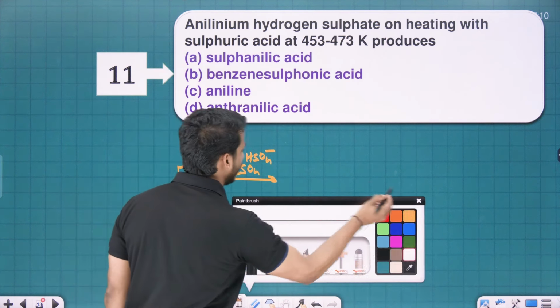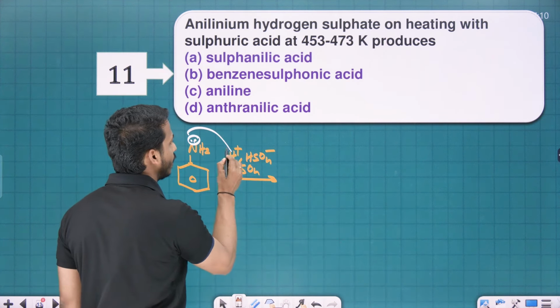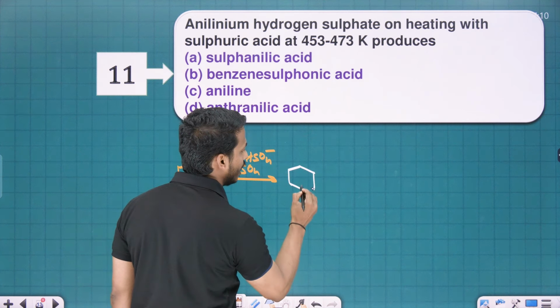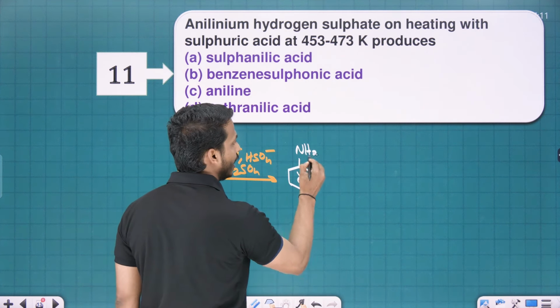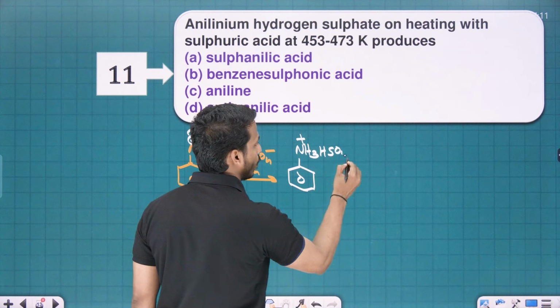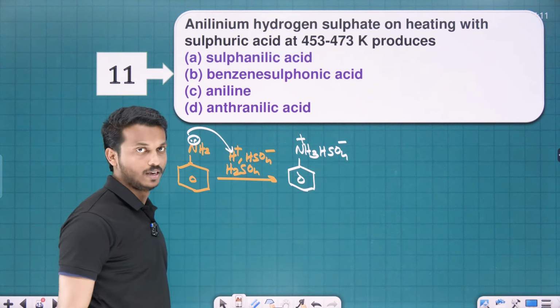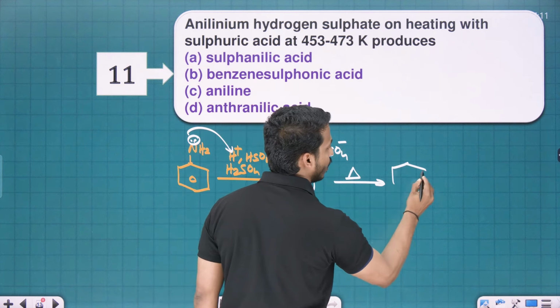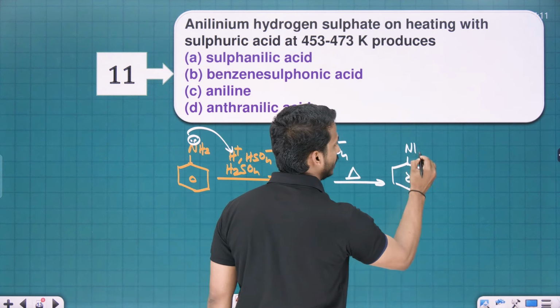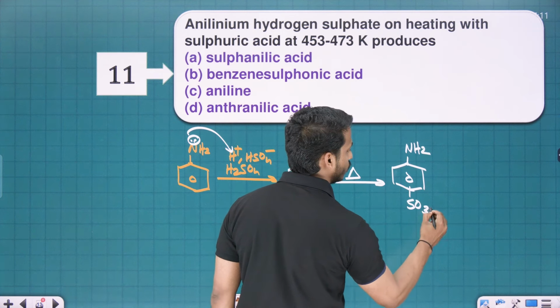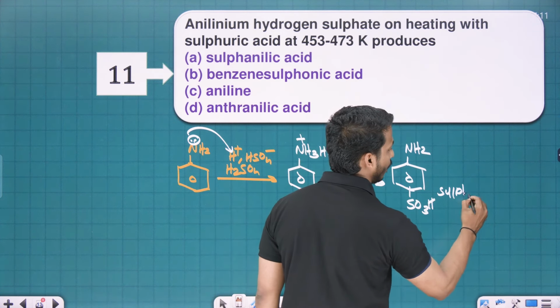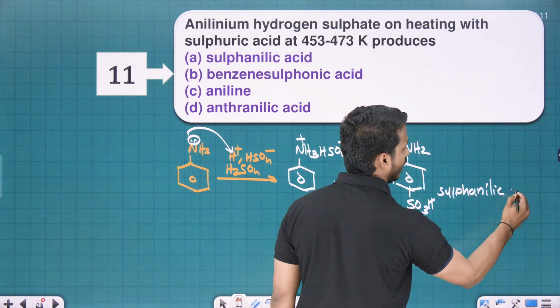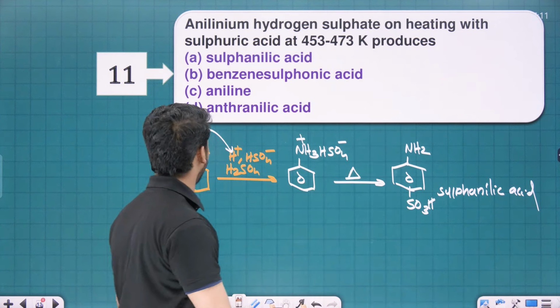So the aniline, by using the lone pair, takes this H plus, and you get anilinium. What is anilinium? NH3 plus and HSO4 minus. Anilinium hydrogen sulfate. On heating, what is it converted to? Sulfanilic acid, NH2 and SO3H. That is called sulfanilic acid. So read the question, all of you.